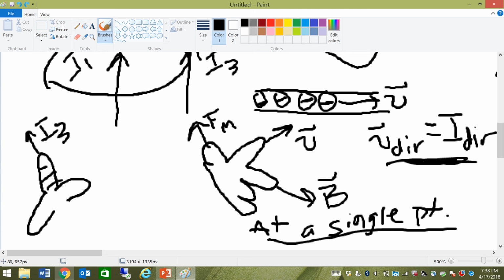That looks really weird. Let's not do that. I'm just not going to draw the rest of the fingers. This is a stub. Okay, so this is I3. This middle finger represents B, and this represents the magnetic force.